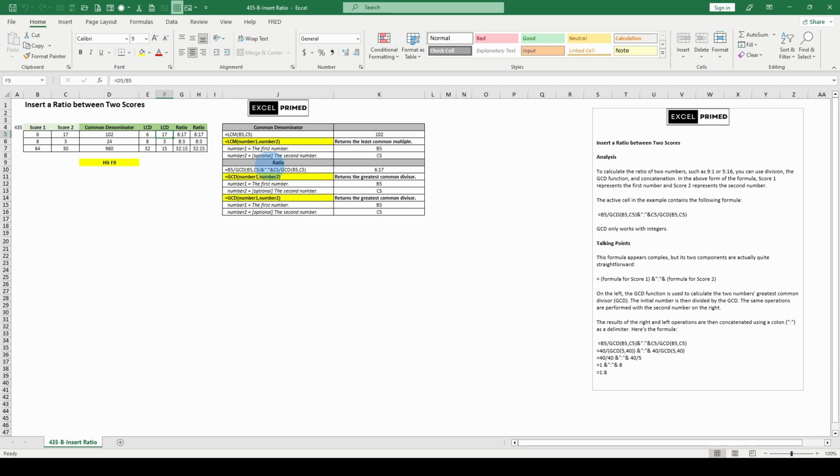We're not using the GCD function here. Here we will. We're doing this in a couple of different ways. You could see where we use LCD and then we use GCD. GCD on the left, the GCD function is used to calculate the two numbers' greatest common divisor.